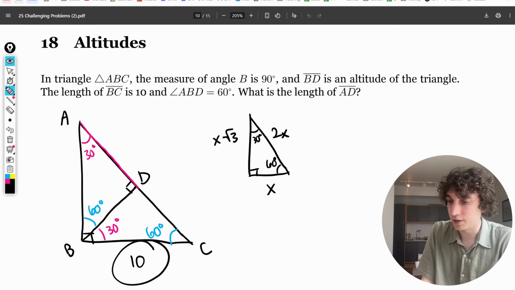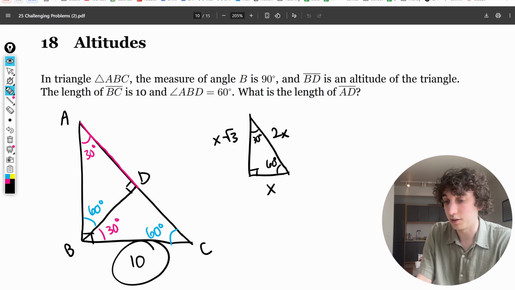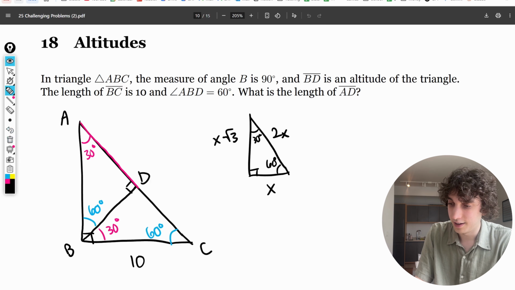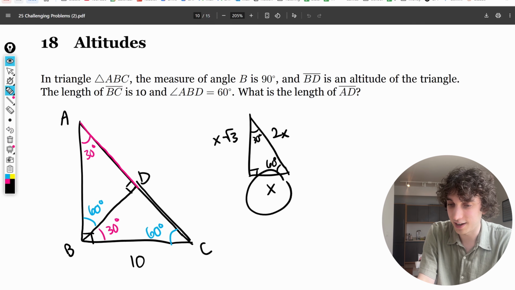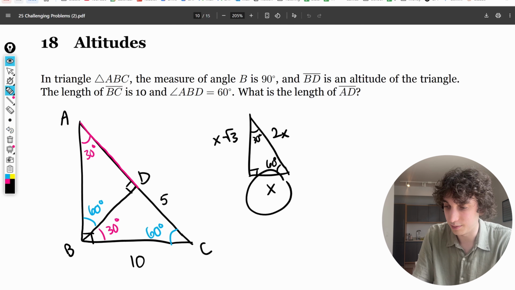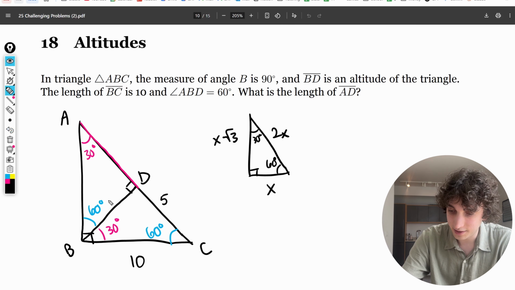So in this triangle down here, the 30-60 side, that's the hypotenuse of this bottom triangle, is 10, which means that if 2x is 10, then this side, the 90-60 side, has to be half of that, has to be 5. And that means this other side has to be 5 times rad 3.